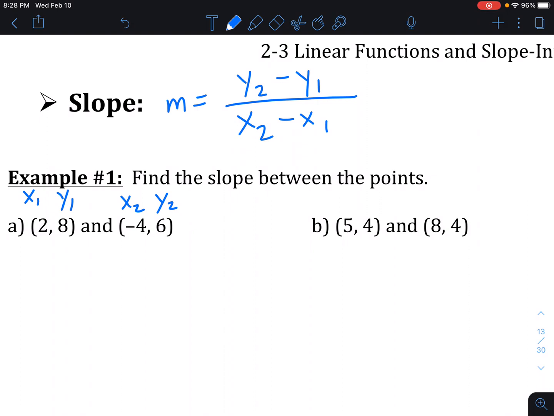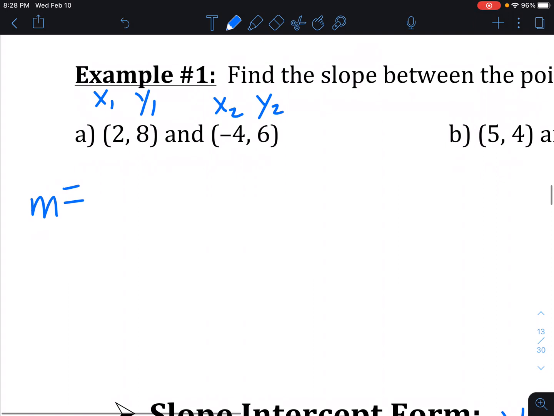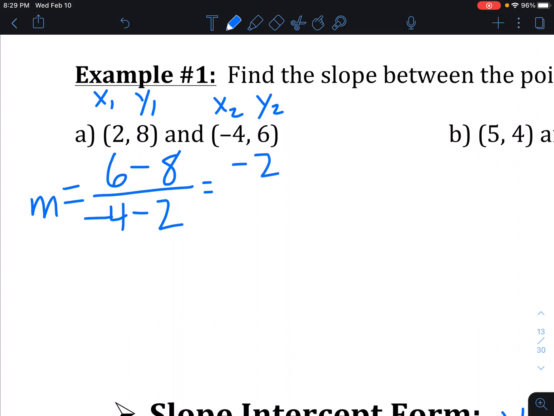So example 1, the directions say, find the slope between the points. So I labeled these for you already. Remember, the first point is the 1's, x1, y1. The second point is always the 2's, x2, y2. So let's use the slope formula. So slope is y2 minus y1 divided by x2 minus x1. So we're going to subtract on the top, subtract on the bottom, and then we reduce the fraction. The negatives cancel, and 2 over 6 each divides by 2 to have 1/3.